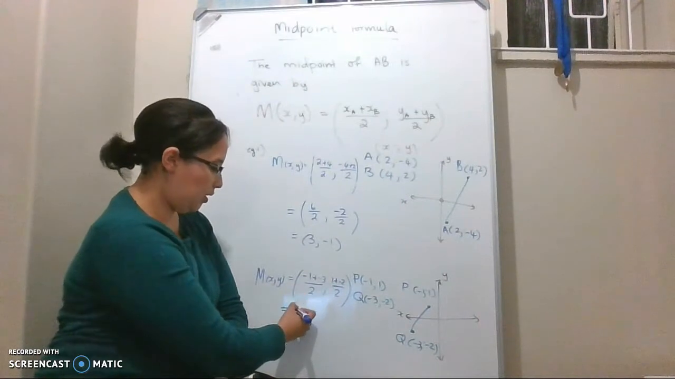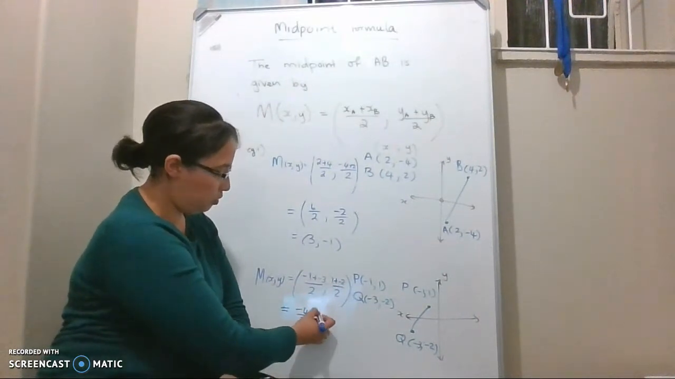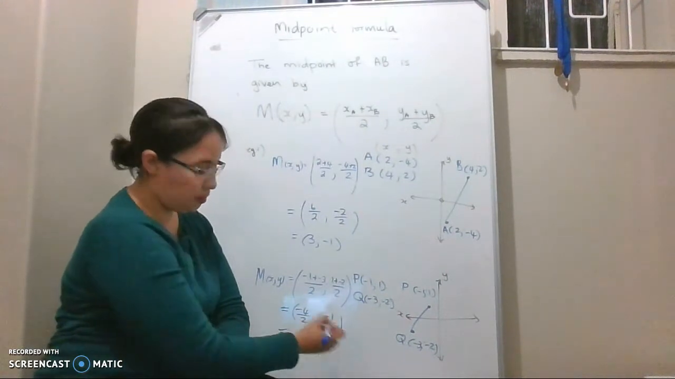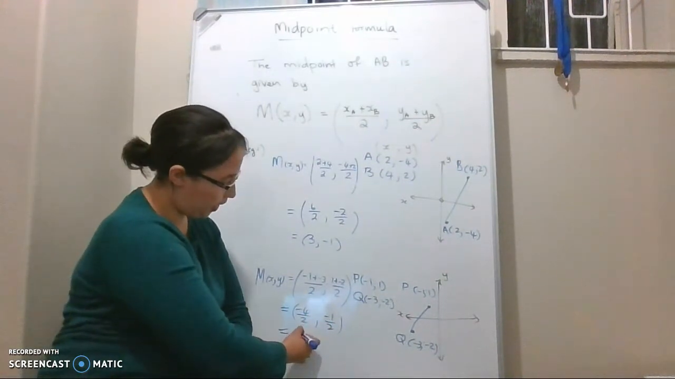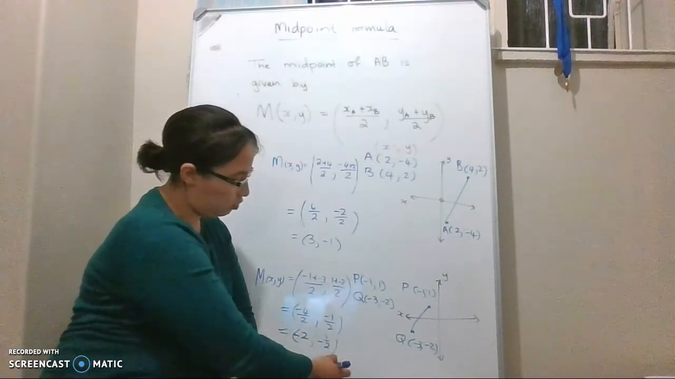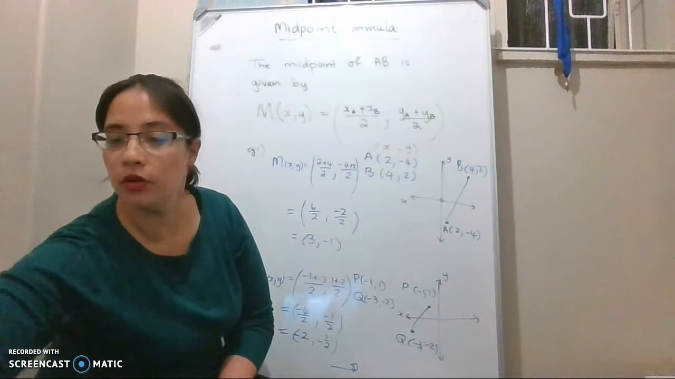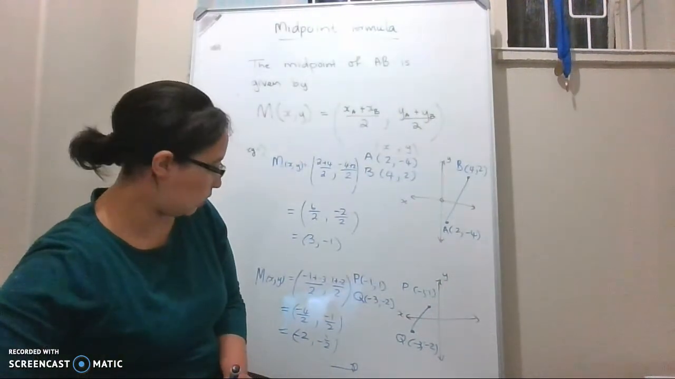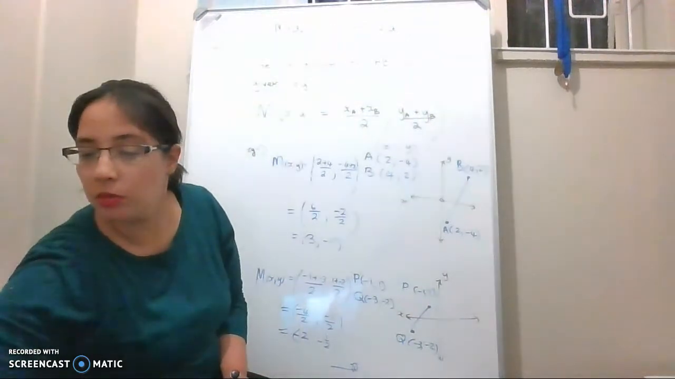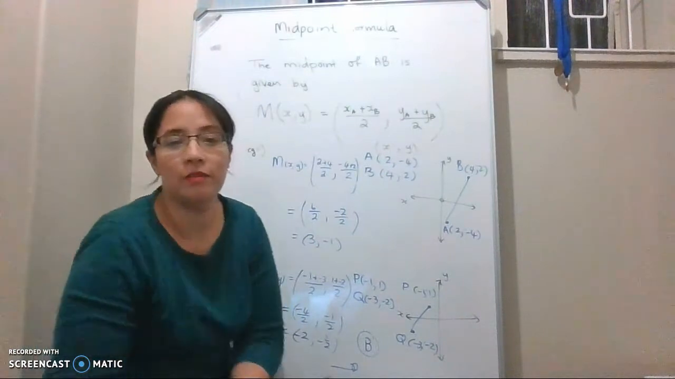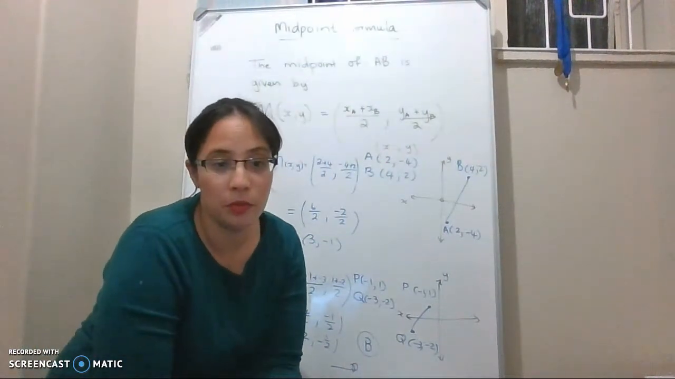That gives me negative 4 over 2 and negative 1 over 2. That simplifies to negative 2 and negative a half. Right, let's check, was this one of your options in your book? It was option negative 2 and negative a half, option B. Okay, right. So that's how you use the midpoint formula.